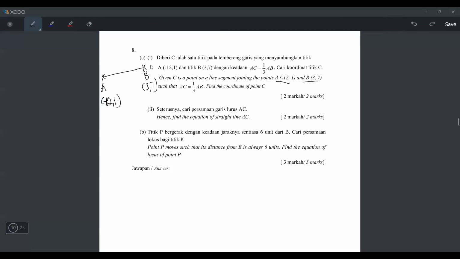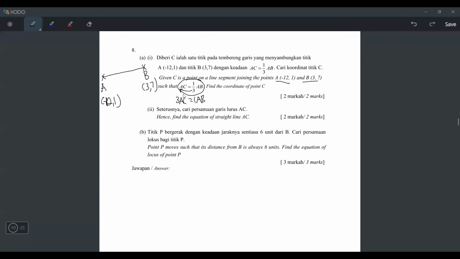Okay. So this is just a diagram only, just to help me visualize it better. Such that AC equals 1 over 3AB. So what you can do is move the 3 over here, so it becomes 3AC equals 1AB. And now you can know the ratio.